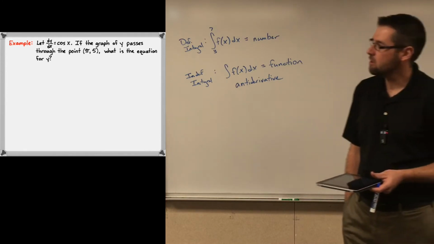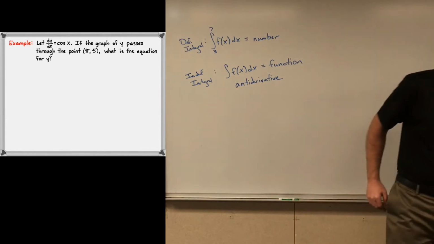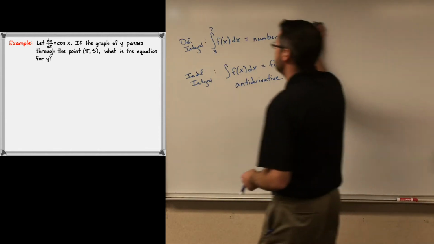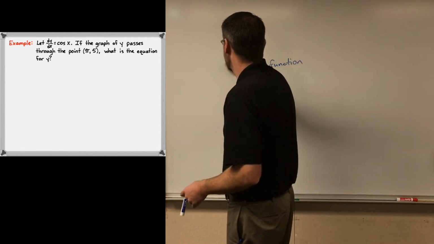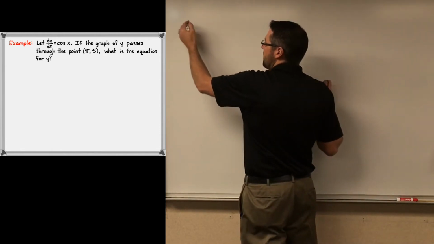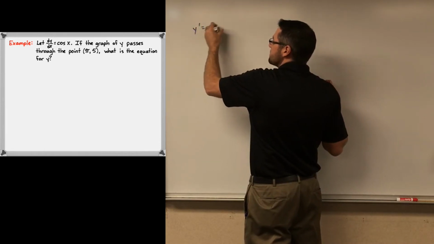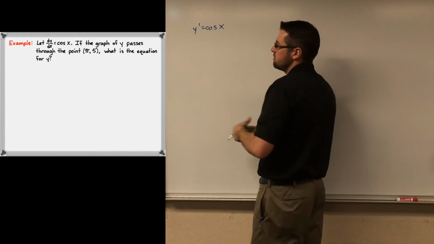We'll do this one together. dy/dx equals cosine of x. I'm asking for y. What's another way of saying dy/dx? Y prime, right? Now, this is the normal way of going about things. I'm going to rewrite this as y prime equals cosine of x. How do I find y?